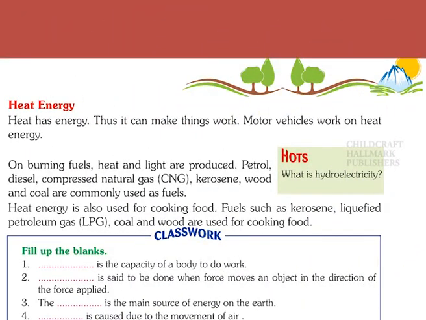Heat energy. Heat has energy, thus, it can make things work. Motor vehicles work on heat energy. On burning fuels, heat and light are produced. Petrol, diesel, compressed natural gas, kerosene, wood, and coal are commonly used as fuels. Heat energy is also used for cooking food. Fuels such as kerosene, liquefied petroleum gas, coal, and wood are used for cooking food.